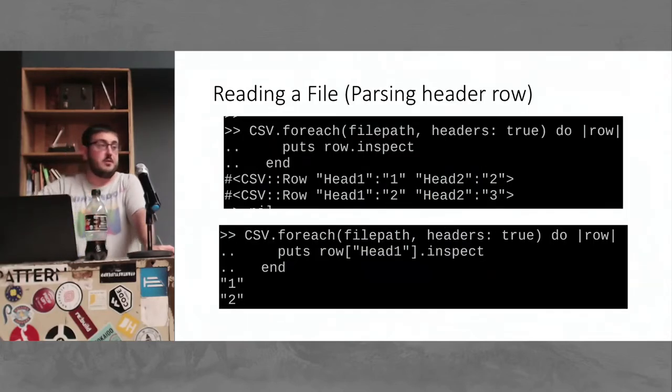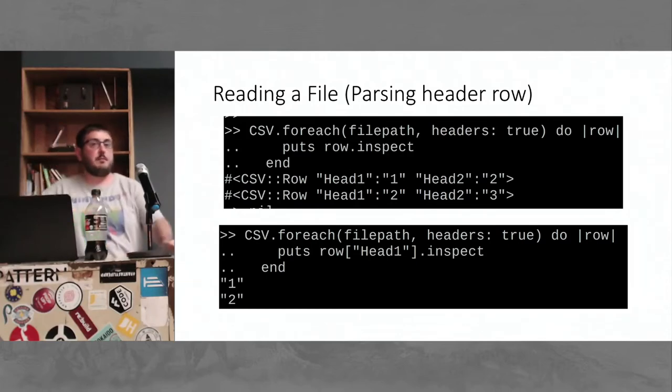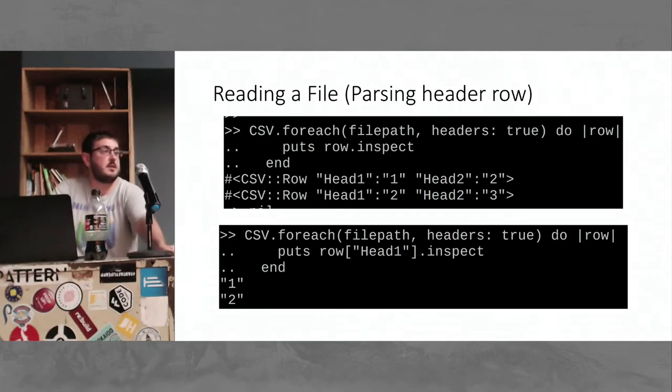If you do tell it there are headers using headers true, then you actually get objects back each time called CSV row. These are hash-like in a sense that because you're telling CSV that you have headers on the first row, it will then basically treat it as a hash where, for each iteration through the file, the keys are the header row. So in this case, using the previous file as an example, you can call row head one and you get the value in the first column back. Note that those are in fact strings, even though the file looks like it has numbers in it. By default, you will always get strings back.